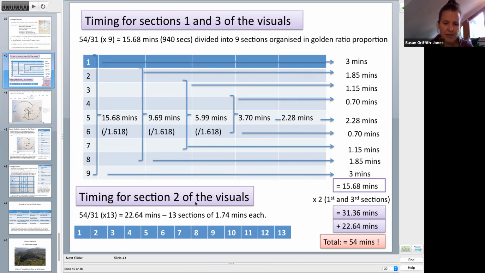Now, the timing for the second section of the visuals, as I've said before, we've got the 54 minutes of the whole movie divided by 31 times 13 sections, which will be inside section 2. So the total number of minutes will be 22.64 minutes. So we've got 13 sections of 1.74 minutes each. And again, according to the layout of the symbols, which I've just shown you, I will have to decide how to match up those symbols with visuals.